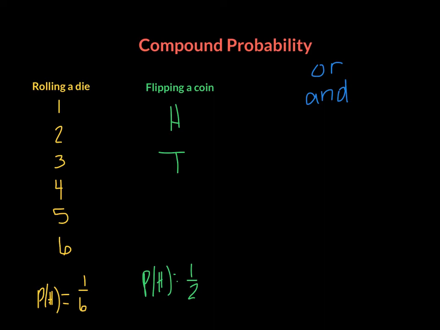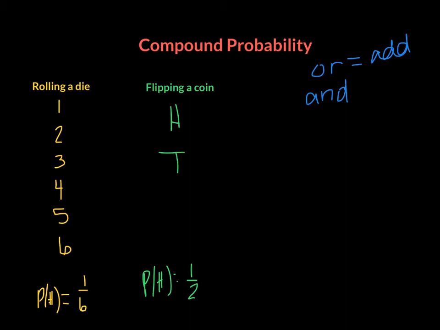So you want to think of or as adding. You're adding together all your possibilities. So if I was to say what's the probability of rolling a 1 or a head, I would take 1/6 plus 1/2. But that's not what we're talking about today. What I really want to talk about is and.